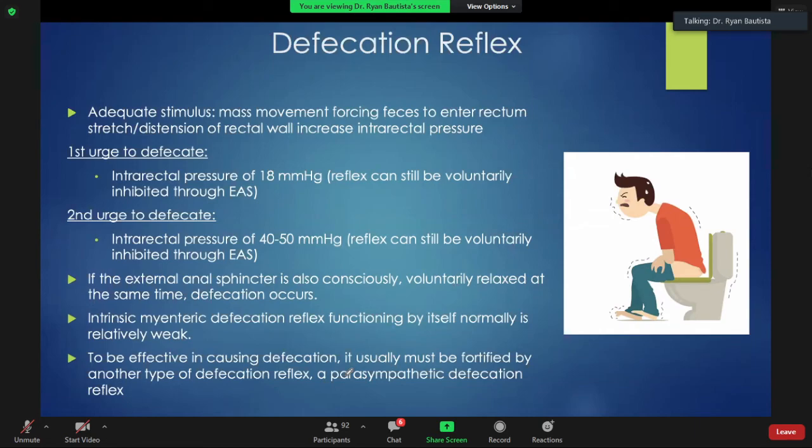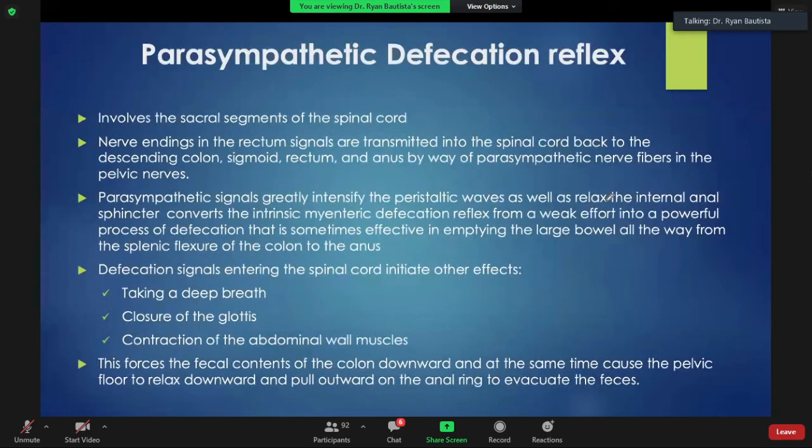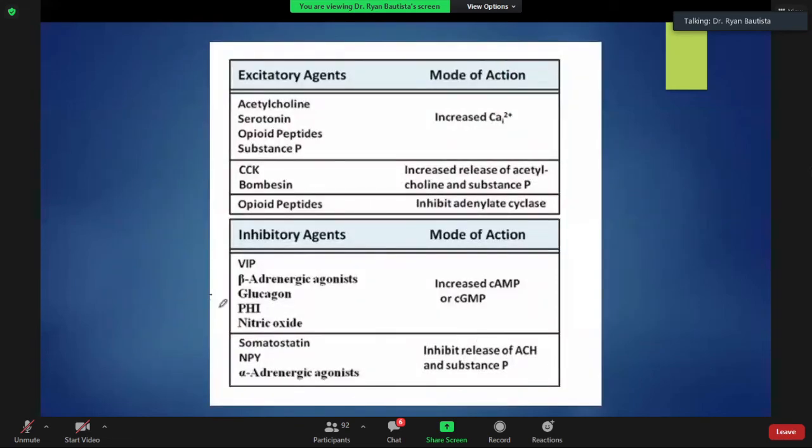The intrinsic myenteric defecation reflex, functioning by itself, is normally relatively weak. To be effective in causing defecation, it usually must be fortified by another type of defecation reflex, the parasympathetic defecation reflex. That's why I told you in our example a while ago, you have to be relaxed when you defecate. These are self-explanatory, so please remember this.